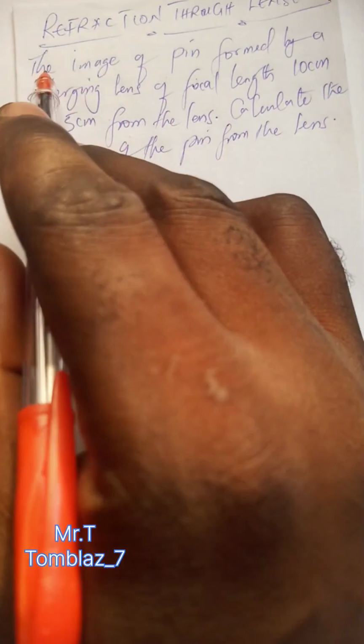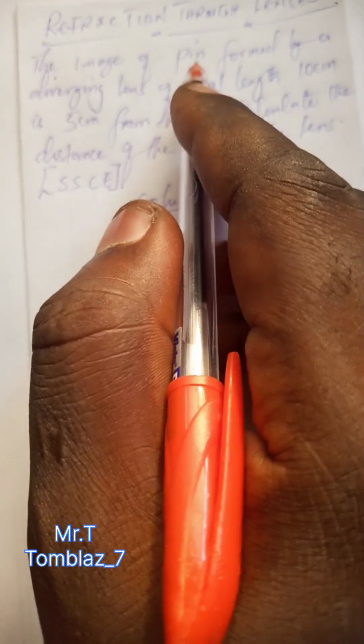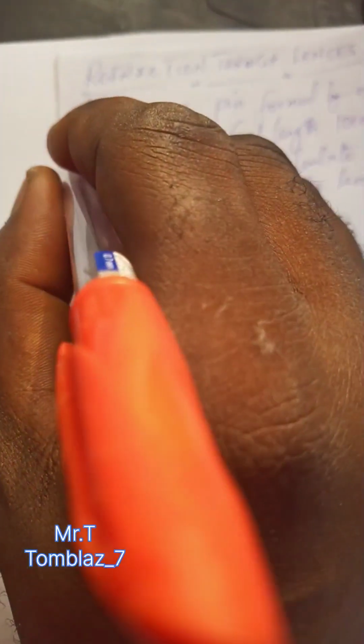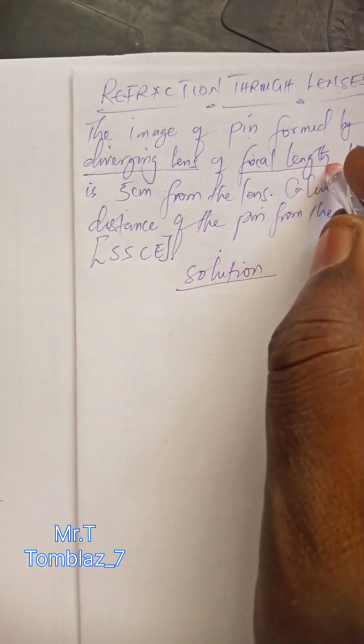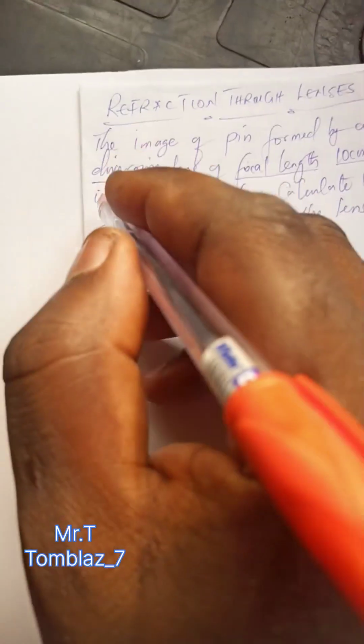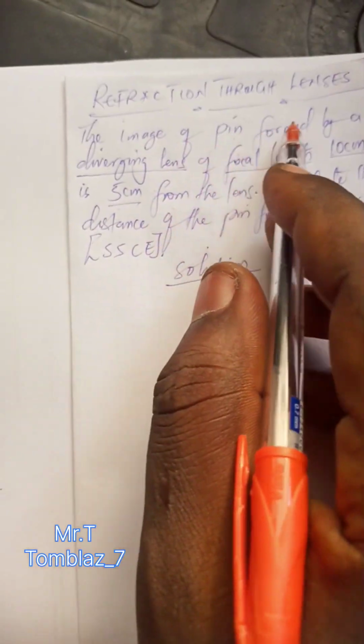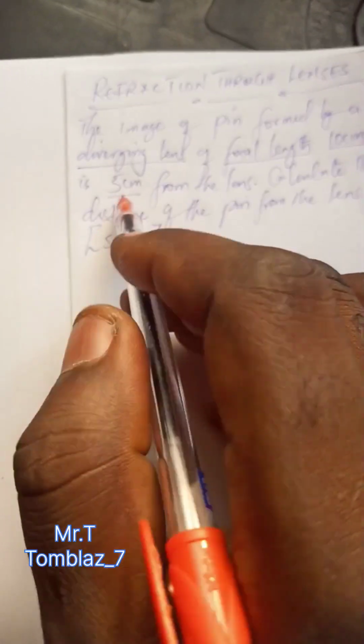Let's begin. They say the image of a pin formed by a diverging lens. Now take note: diverging lens, very interesting. Of focal length, so we have focal length 10 centimeters, is 5 centimeters. Now they say the image of a pin formed is 5 centimeters.